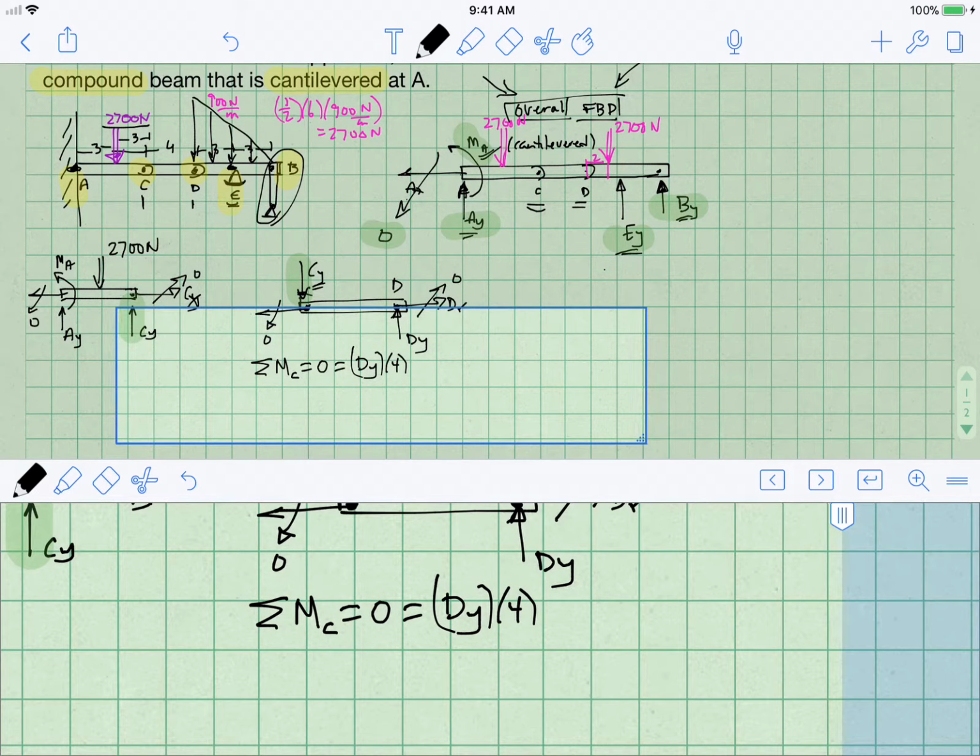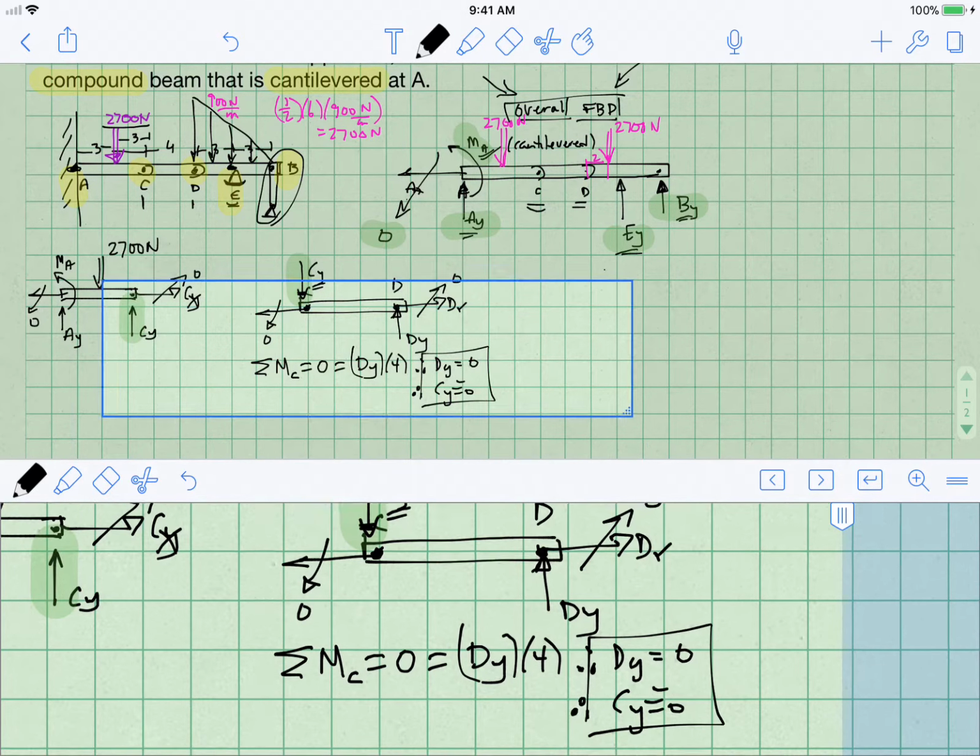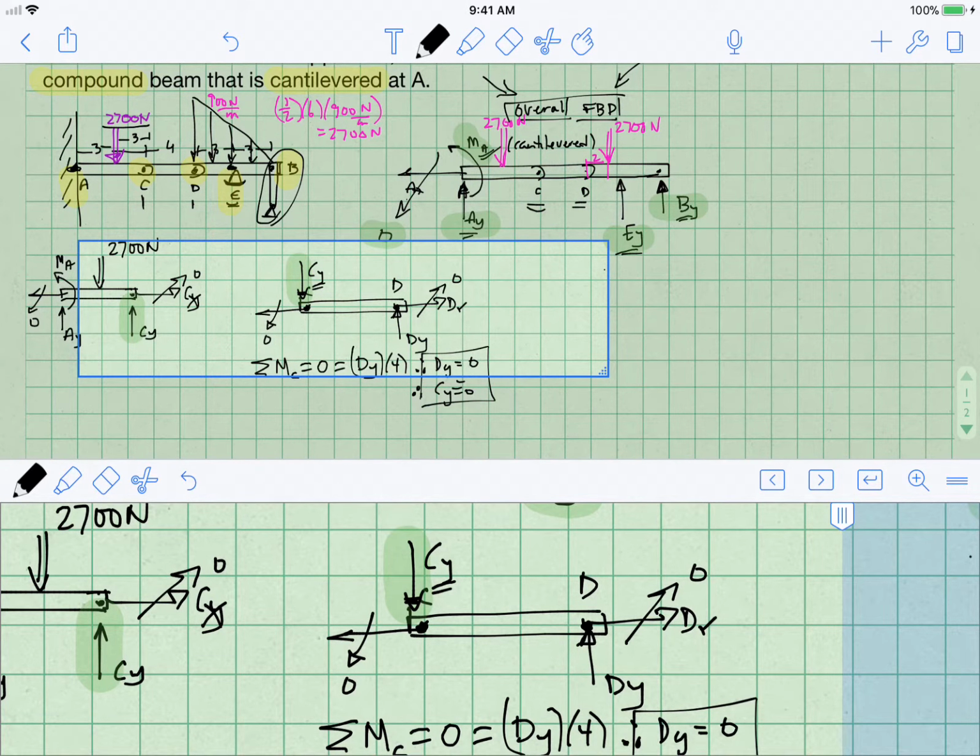And that's it, because this little segment has no load going on in the middle of it. So what does that mean? Well, that means that Dy is 0, and if Dy is 0, then Cy is 0. So that's 0, and that's 0, if I track it back.